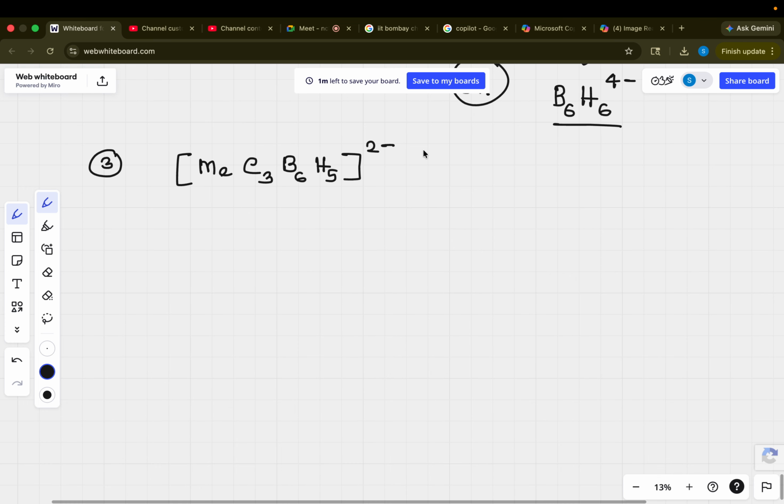Tricapped square antiprism. What are you getting? Tricapped square antiprism, sir. N is equal to 10. Yes, sir. Okay, so this methyl will be equivalent to what? Methyl will donate how many electrons?